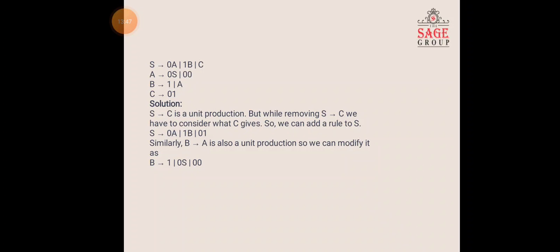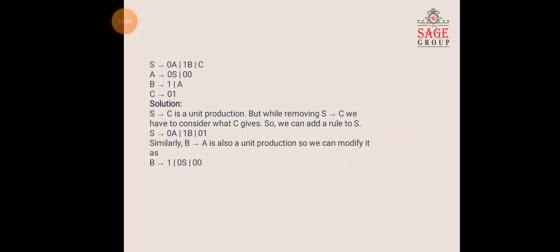I hope it is pretty clear to you why we are adding 0 1, because I am replacing C with 0 1 because I need to eliminate C. I cannot keep this production S tends to C in my grammar as it is a unit production, so I am going to eliminate C. So for eliminating C I would be writing 0 1.